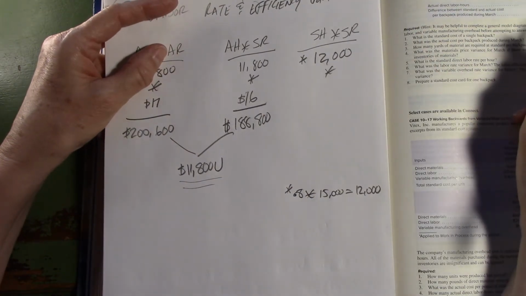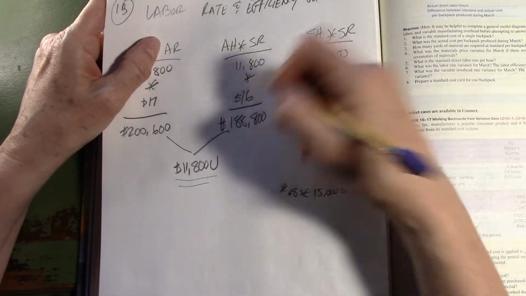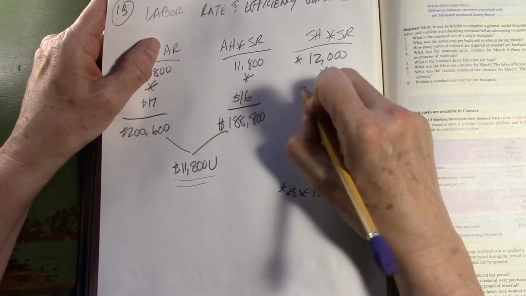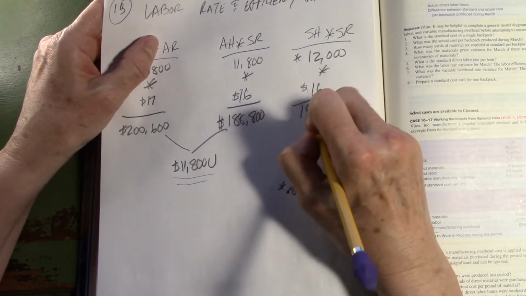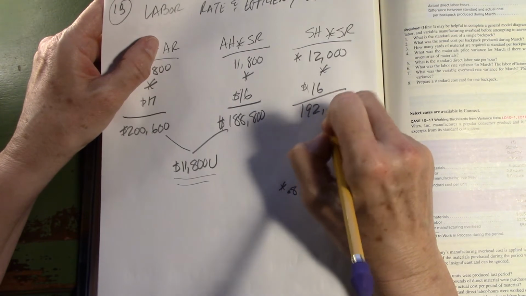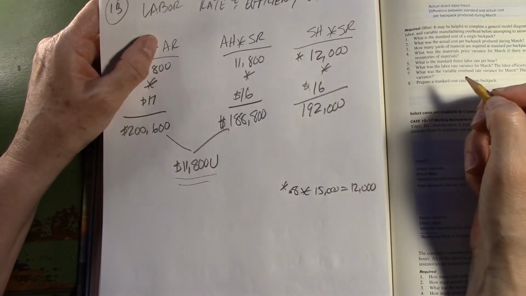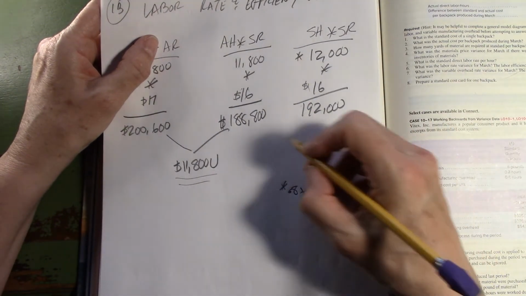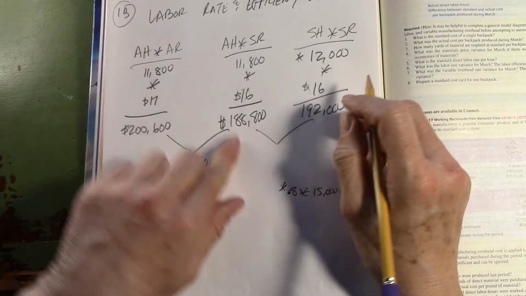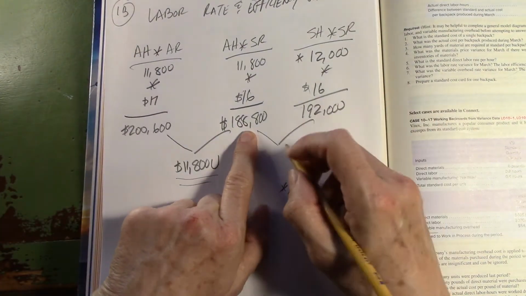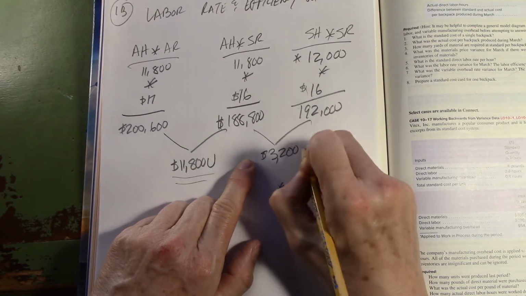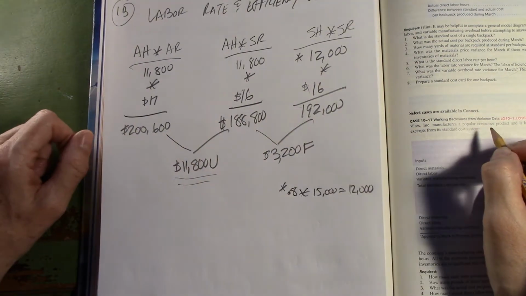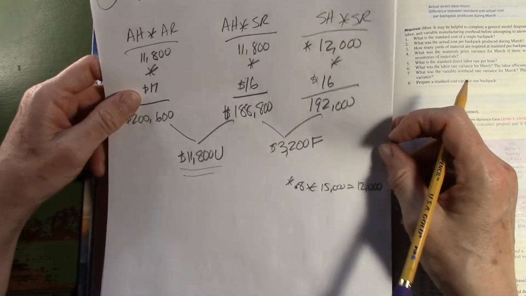times, what do we pay these people? $16 per hour. It's right there. So 12,000 times 16 is equal to 192,000. All right, so my labor efficiency, actually we did a little better, right? We have a 3,200 favorable variance, right?